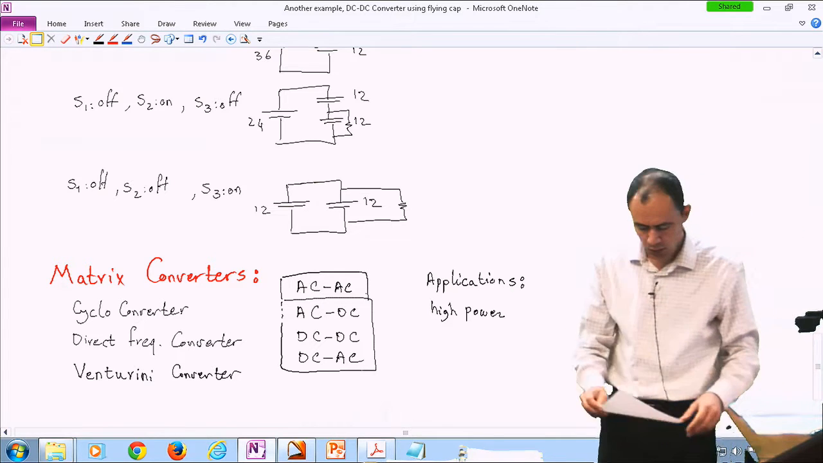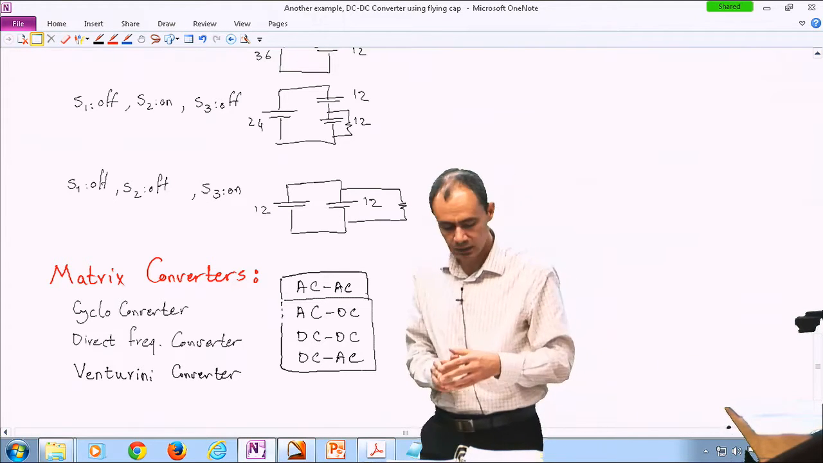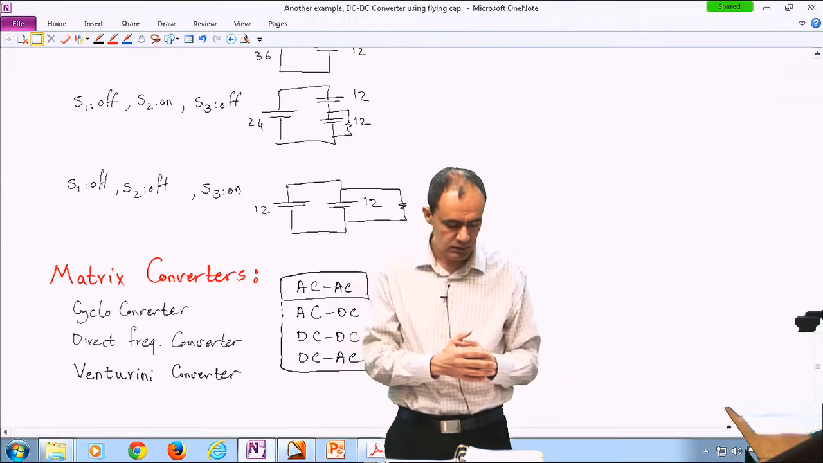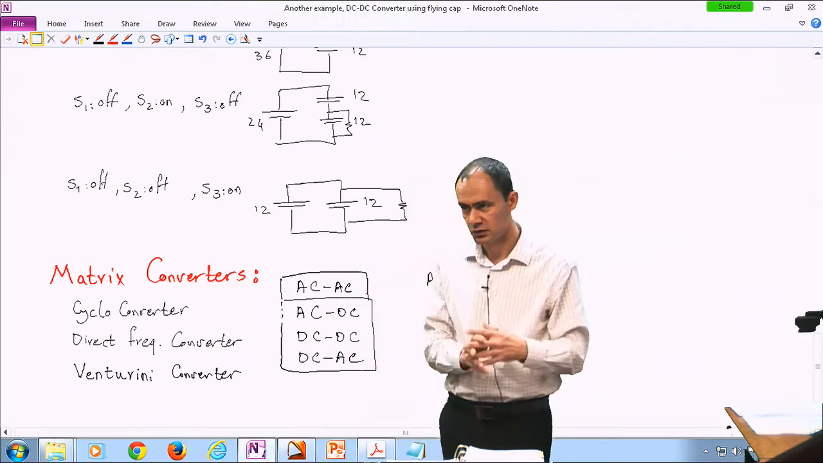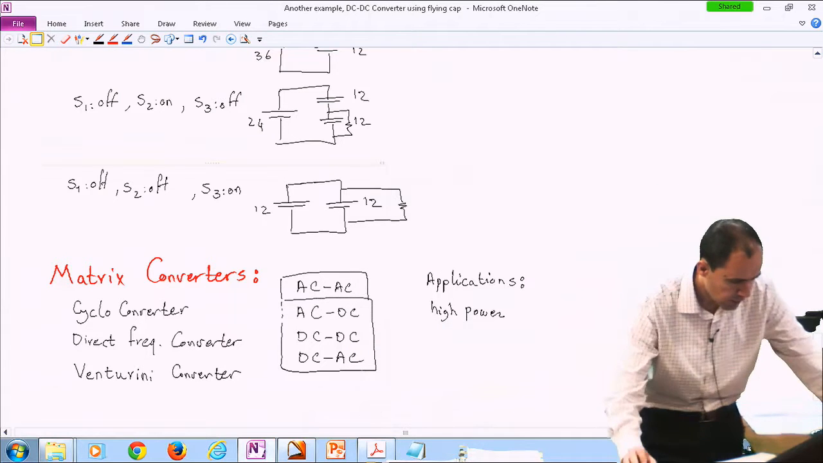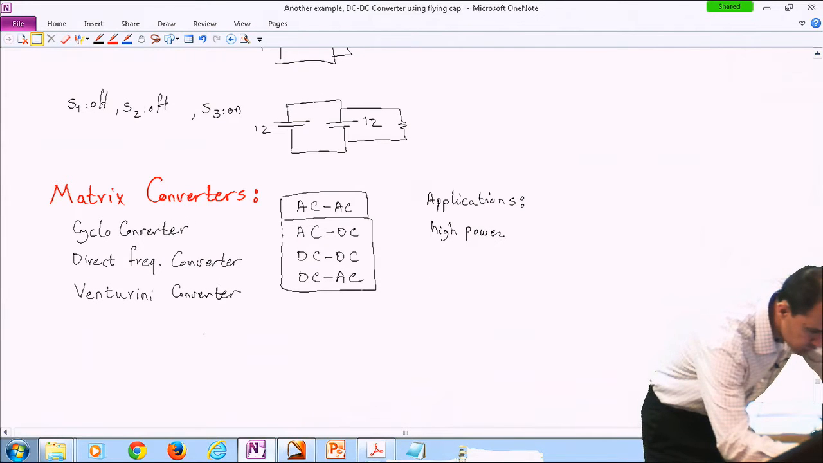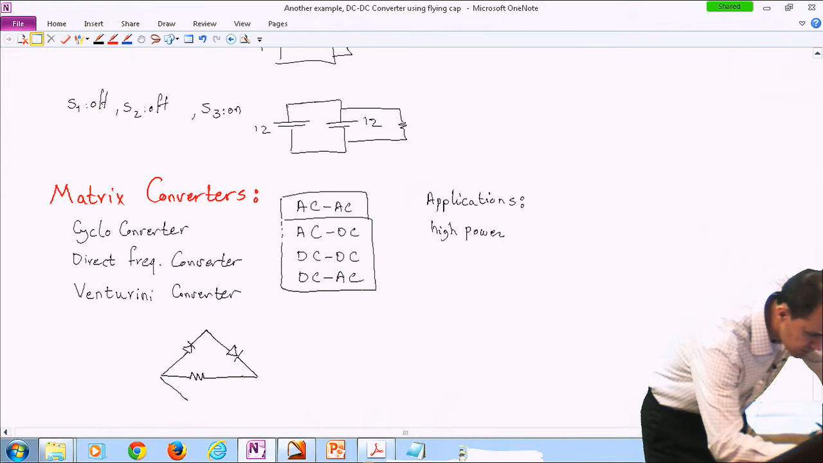All right. So as I said a few minutes ago, all converters that we have seen so far are a special case of a particular matrix converter. So let's take a look at this. For instance, when you study power electronics, one of the first things that they introduce to you is this bridge rectifier. Okay, so this is the simplest matrix converter possible.